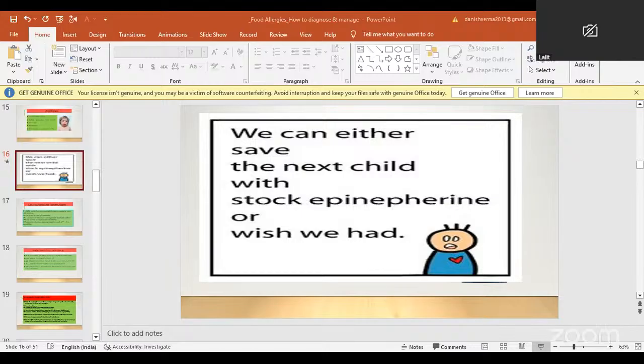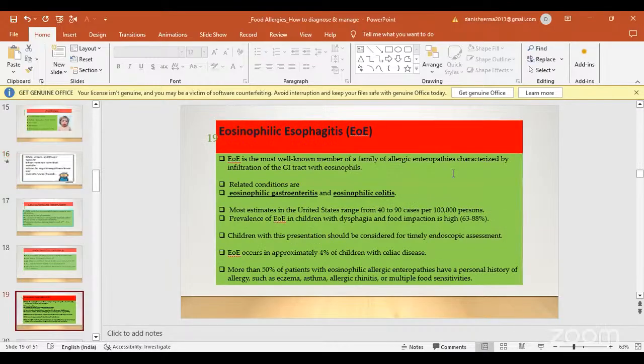precautions. Now there's something called eosinophilic Your esophagitis. slides are not moving. Lalit, your slides Again, are not moving. Yeah. Acha. Okay. Yeah. Yeah, that is what there's some issue here, maybe net or my.